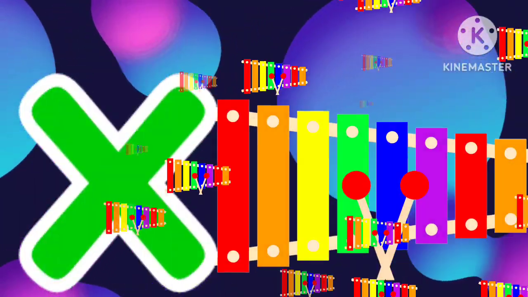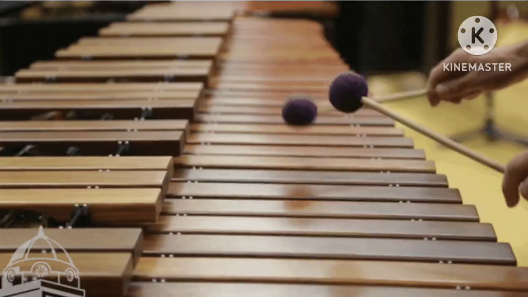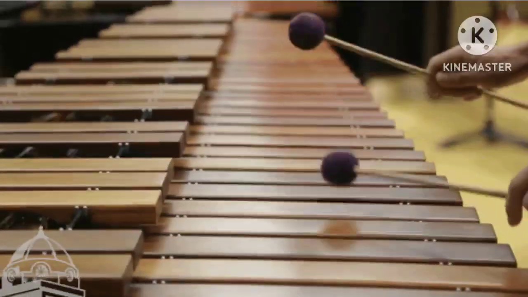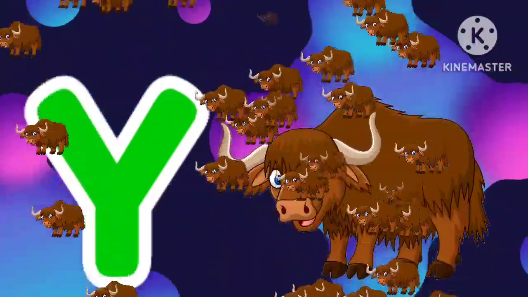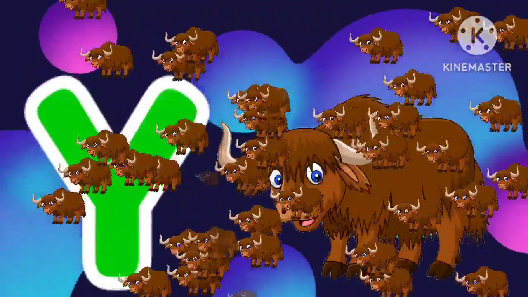X. X is for xylophone. X. X is for xylophone. Y. Y is for yak. Y. Y is for yak.